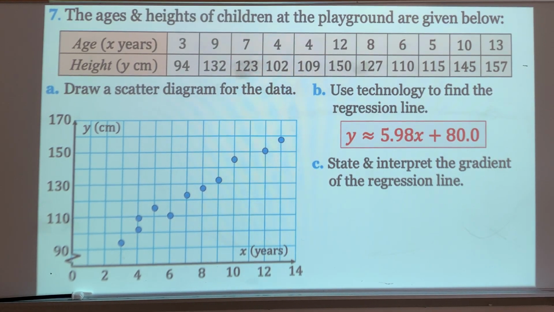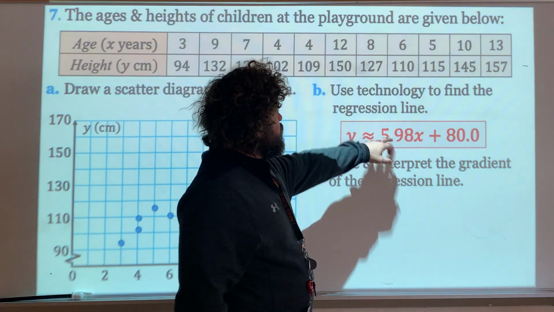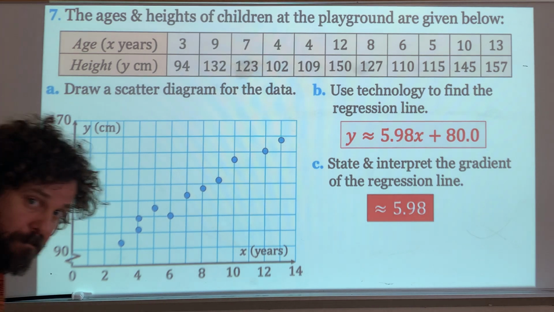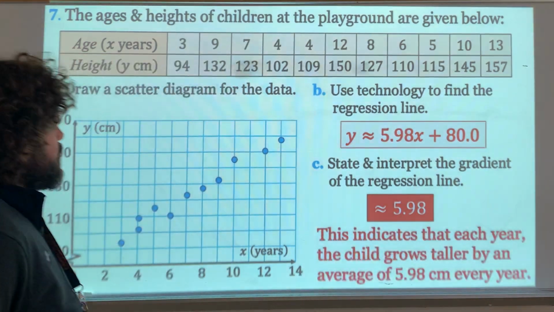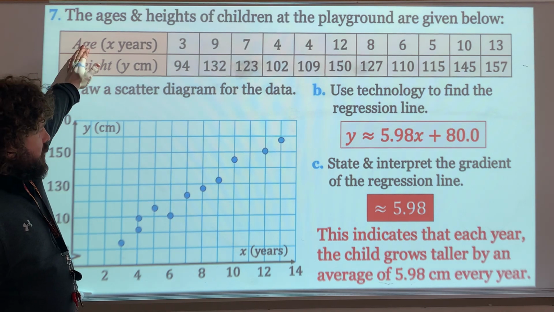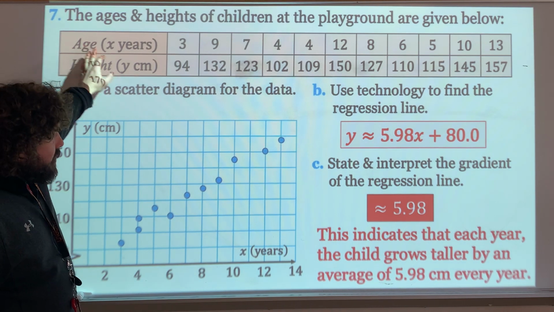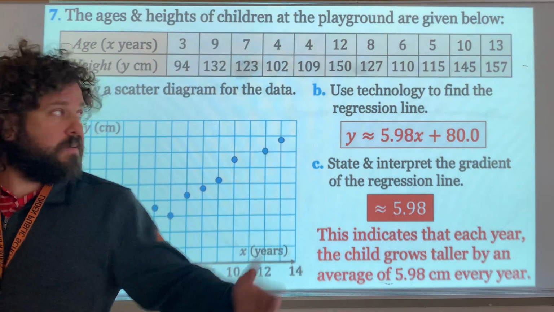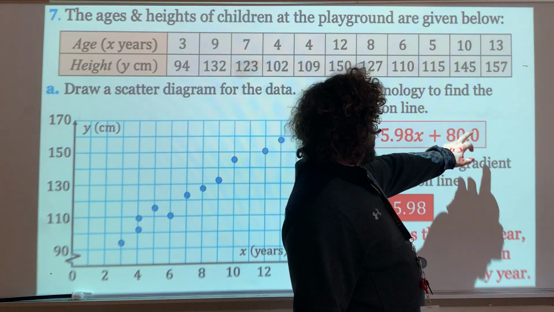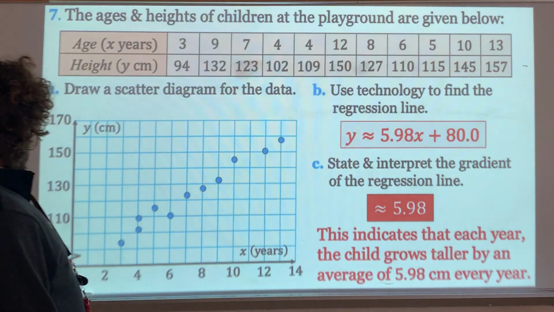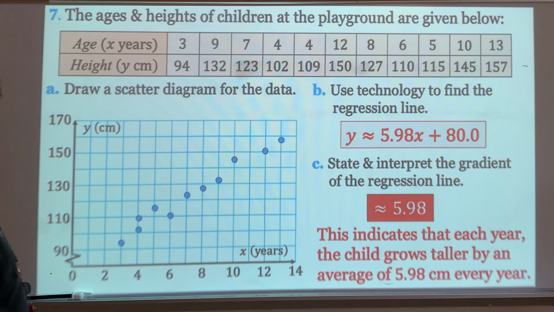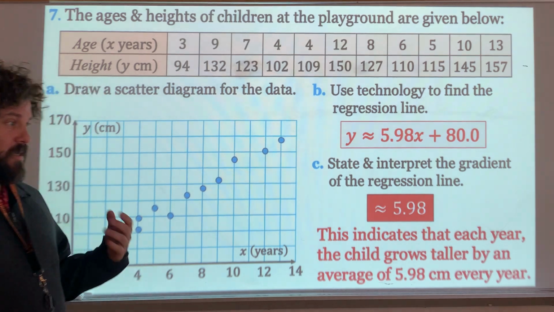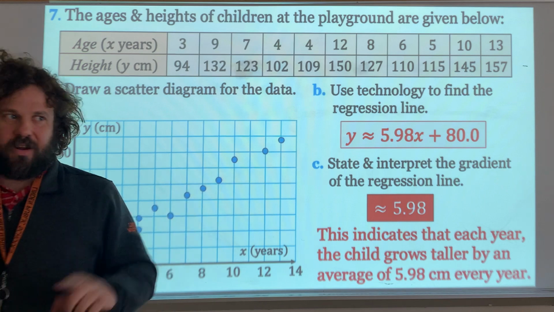Okay, state and interpret the gradient. The gradient is, once again, the slope, 5.98. What does that mean? Every year, the child grows taller by an average of about 6 centimeters. That's the gradient. It means they start at about 80 centimeters in this line. Obviously, if you're 0 years old when you're first born, you're not 80 centimeters. So you really want to just deal with the interpolation.